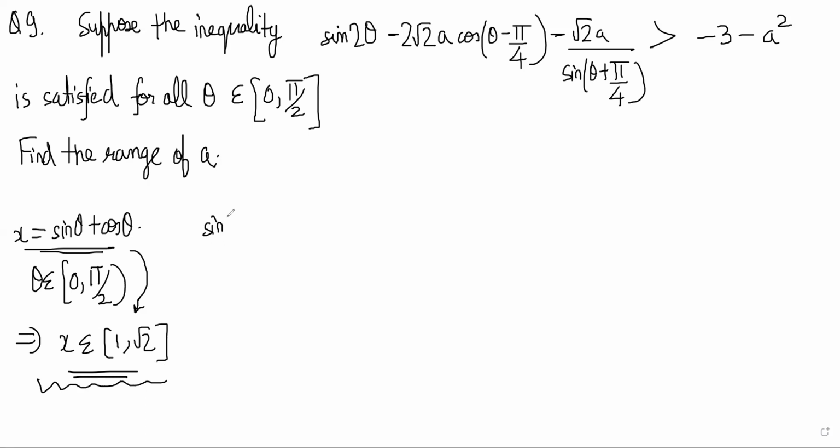And we can say sine 2 theta is equal to basically x square minus 1. If you square this, it will become 1 plus sine 2 theta. Basically, that is equal to x squared. So therefore, sine 2 theta is x square minus 1.